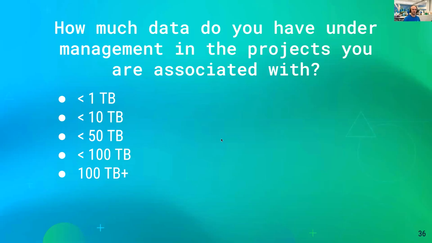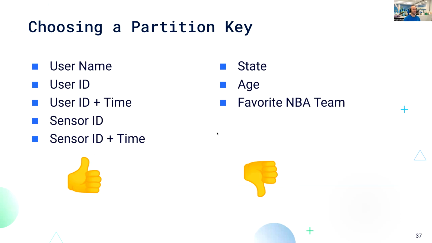Let's skip this because we're almost out of time. So some examples of generally good partition keys: user ID, username, sensor ID and time, and so on. Not so great partition keys, like I said, state, age, the favorite NBA team. I don't really follow NBA, but there aren't that many teams, probably a few dozens, so that's not a great choice.